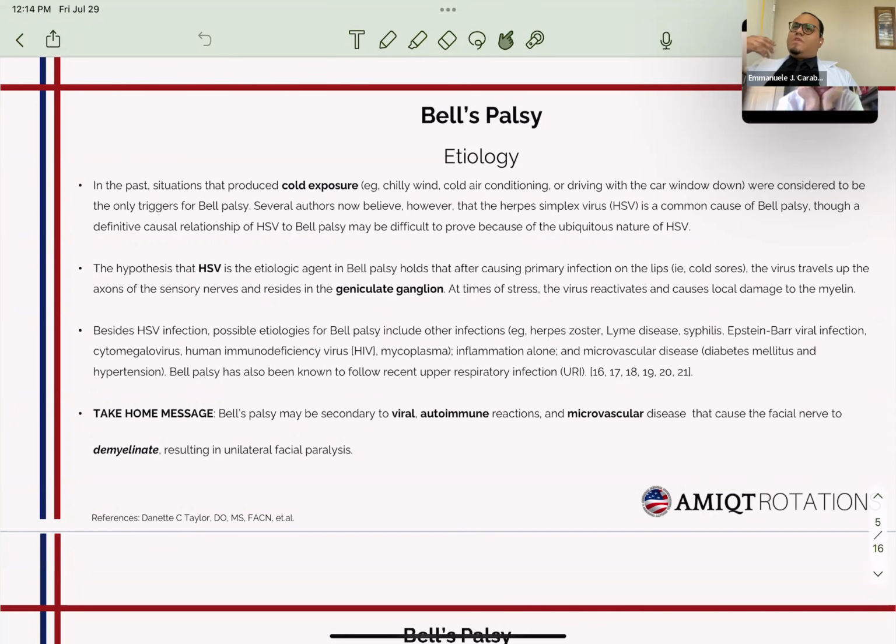When the patient experiences any kind of stressful event, exposure to cold, exposure to extreme heat, any kind of stress, this virus can reactivate and go to a peripheral nerve. And what happens? An inflammation is going to develop due to the virus activation, and usually the demyelination of the nerve occurs. And when the demyelination of the nerve occurs, that is when we have the paralysis.